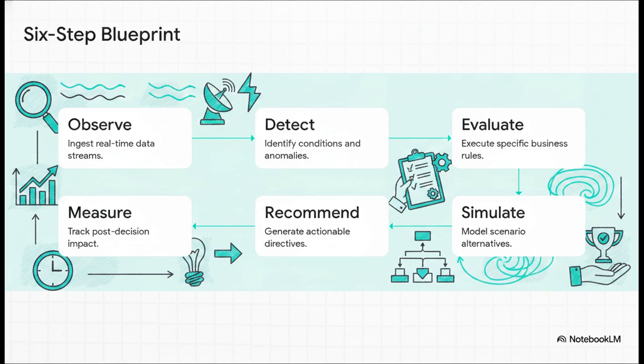First up, the system observes, ingesting those real-time data streams. Second, it detects conditions and anomalies. Third, it evaluates by executing your specific business rules. Fourth, it actively simulates alternative paths and models different scenarios. Fifth, it recommends a targeted directive and captures that final decision. And finally, number 6, it measures the post-decision impact on your actual business metrics. It's a true closed-loop engine.